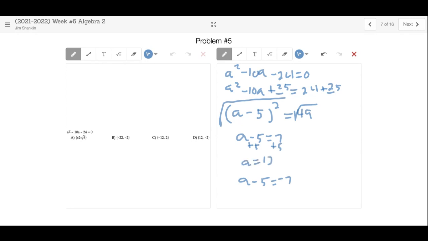A is equal to 12. I'm going to add 5 to both sides. A is equal to negative 2. So I end up with 5. Uh-oh, something's wrong here. Did I make 12? Oh no, letter D. I didn't see my answer up there. Okay, so that is completing the square.